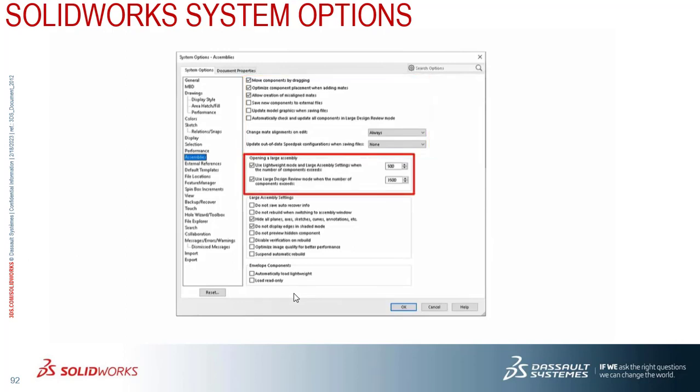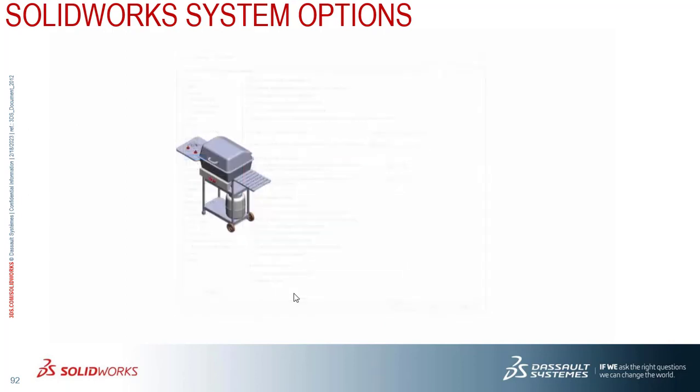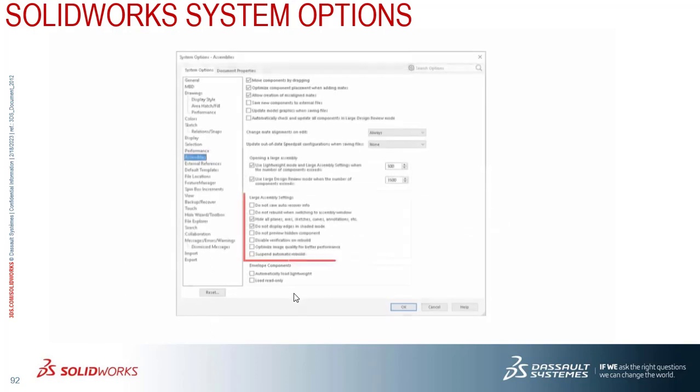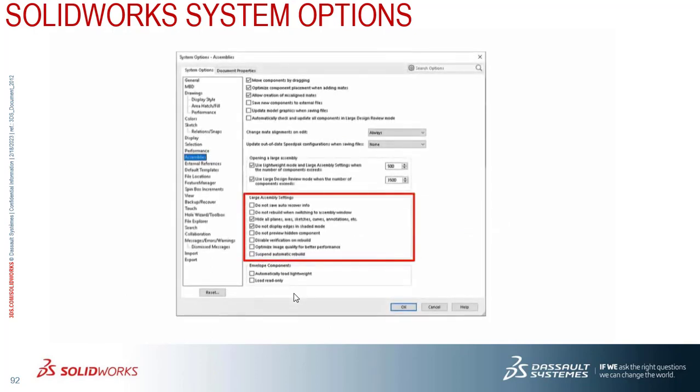You can also use the assembly settings that I explained earlier, for opening large assemblies. For assemblies with very few components, you can open in fully resolved mode. For assemblies with a mid range of components, you can open in lightweight mode. For assemblies with very large, huge numbers of components relative to your hardware capacity, use LDR mode, light design review mode.